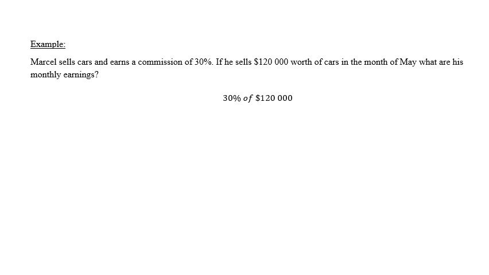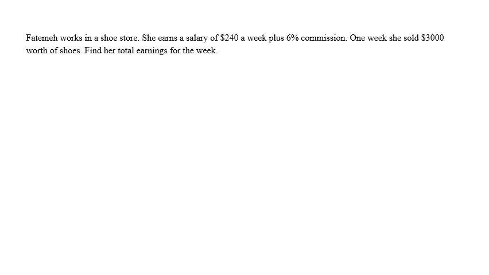So what we need to determine is, what is 30% of $120,000? So to calculate percent of a number, we convert the percent to a decimal. 30% is just 0.3. Of means multiply. So to find 30% of $120,000, we would multiply 0.30 times 120,000. And we get $36,000. So if he earns a commission of 30% and he makes $120,000 worth of sales, he earns $36,000. So take a second and try this example.